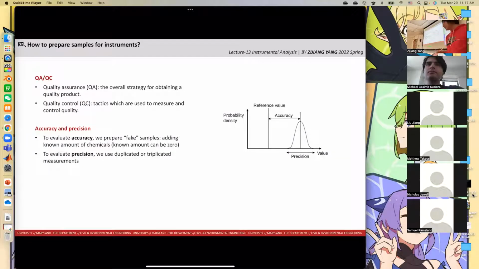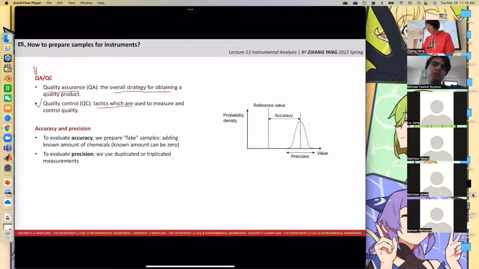Now, by knowing the instrument, we are going to prepare samples. We prepare samples because we want to measure the concentration of the pollutants in our sample. But another purpose is to make sure the QA and QC is satisfied. Let's recall that QA refers to quality assurance. It refers to the overall strategies for obtaining a quality product. And QC refers to quality control. It is the tactics which are used to measure and control the quality.